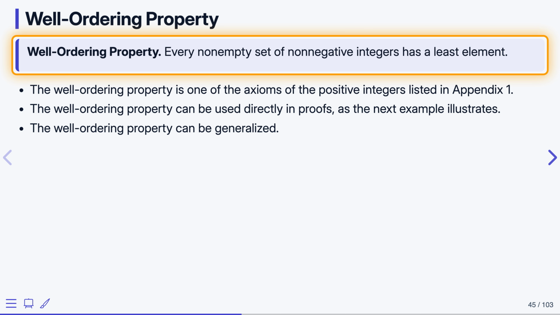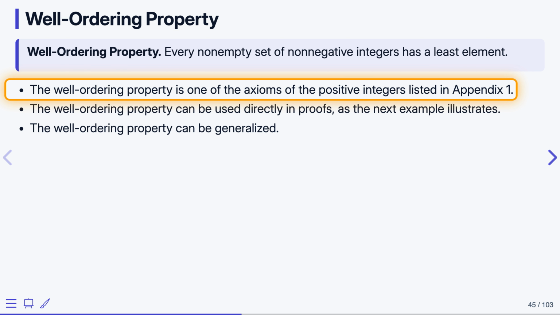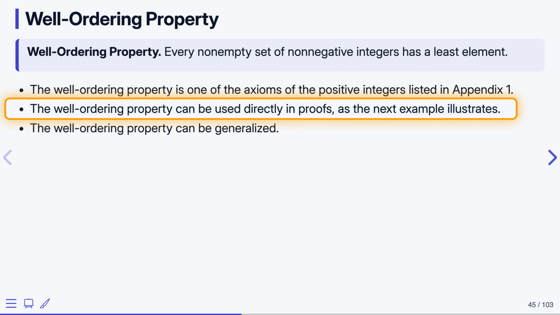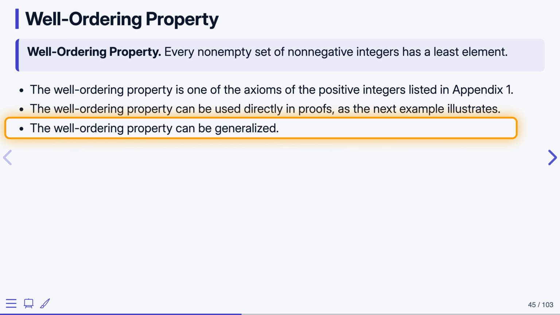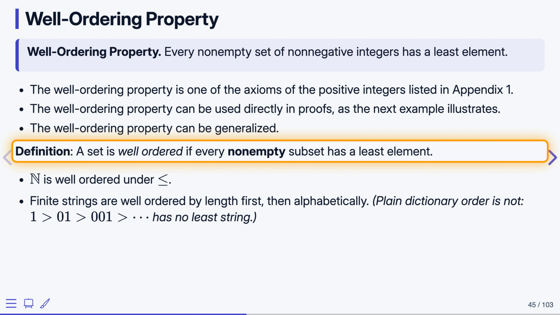Now we meet the well-ordering property. It says something simple. Take any set of non-negative integers that is not empty. Then that set has a smallest element. This is one of the basic axioms for the integers. We can use it straight away inside a proof, as we will see next. We can also make it more general. A set is called well-ordered if every non-empty subset of it has a least element. We must say non-empty, because the empty subset has no elements at all, so it can have no least one.